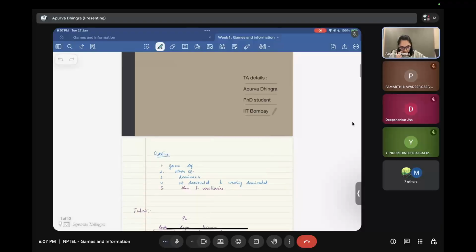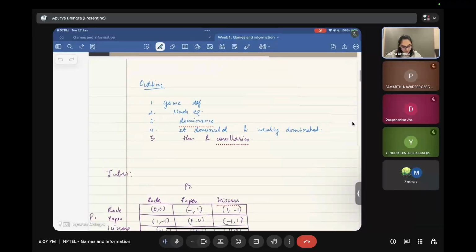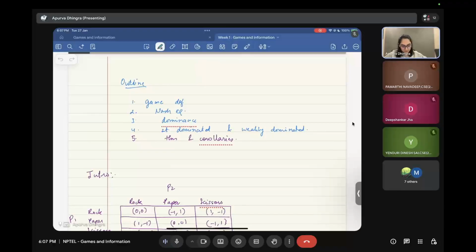Alright, so the things that were covered in this week were very introductory things. So sir started with the definition of what a game is, then the Nash equilibria concept, then the idea of dominance, or when a strategy is stronger than all the others. Then there were a couple of definitions, strictly dominated and weakly dominated. And then in the process of solving a few examples, after that he gave you some theorems and corollaries that sum up things that can be considered when we are dealing with these types of strategies.